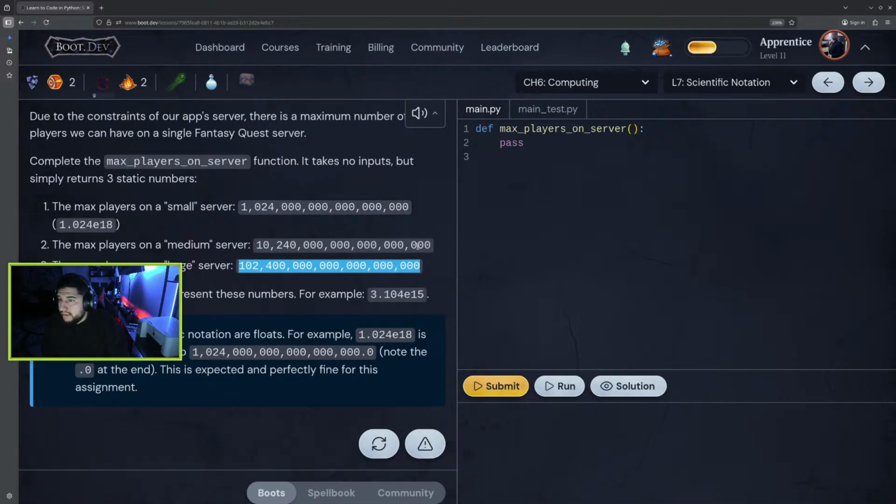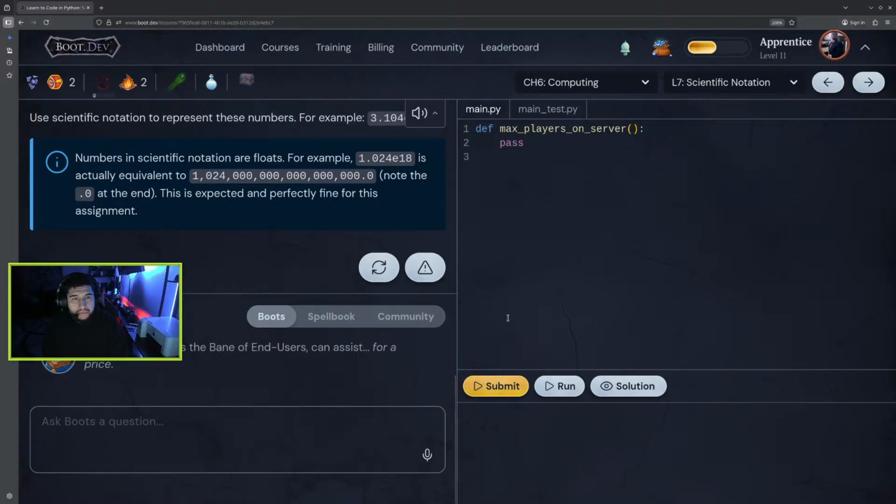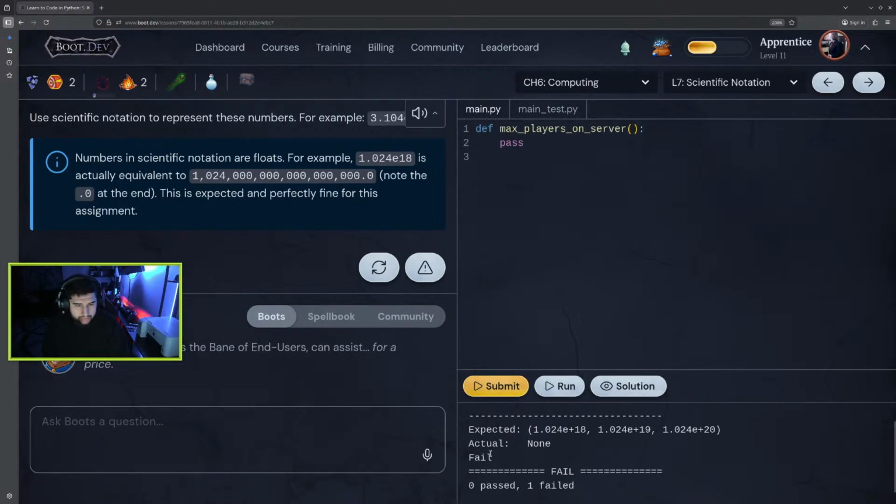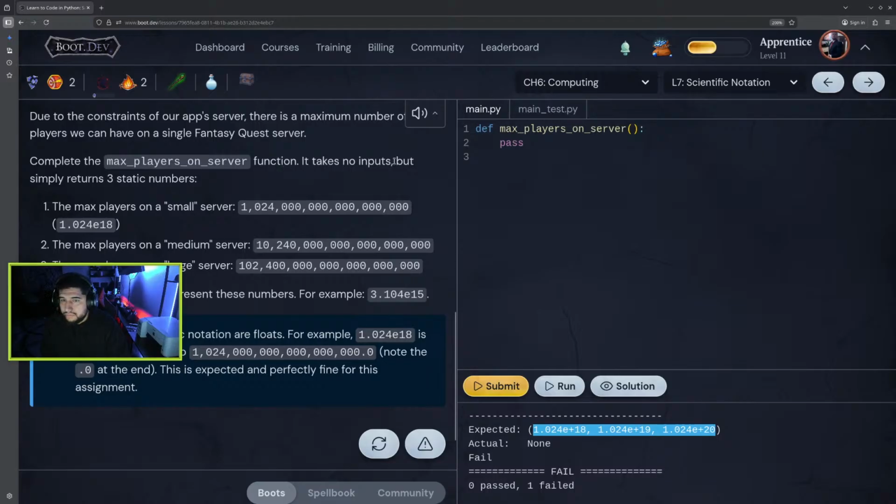So complete the max player server function. It takes no inputs but simply returns 3 static numbers. Okay. So what does it want us to do? Let me run this. All right, expected one. These are expected. Okay. Actual none, fail. All right, so is this going to return? Return static numbers. Okay, so static numbers.